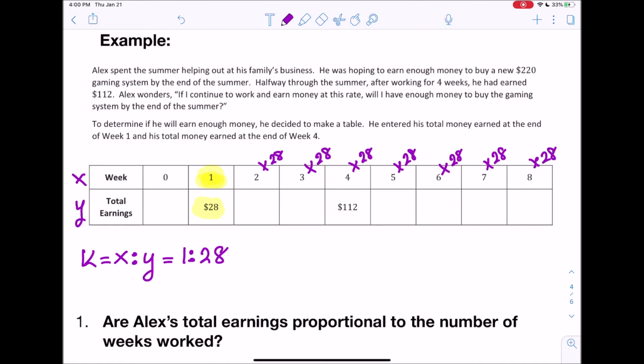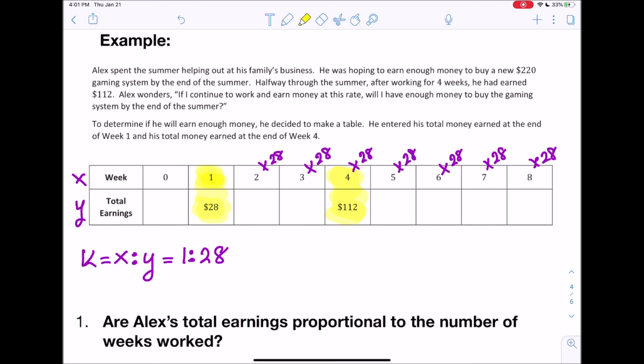Now, this one's a little different because we're having a table with missing numbers, but that's okay because we can see how much he's supposed to make every week. Now, if this is truly proportional, then it should work for all the numbers. And you might be thinking, how do we know? Well, they gave us 2 sets of data. Week 1 is 28, week 4 is 112. If week 4 is the same ratio, then the whole thing is proportional. So if 4 times 28 does equal 112, then it works.